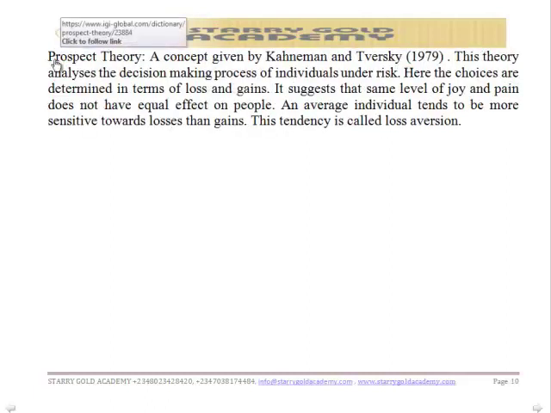Also, we have prospect theory as another bias under behavioral finance. This is a concept given by Kahneman and Tversky in 1979. This theory analyzes the decision-making process of individuals under risk. Here, the choice is determined in terms of losses and gains.